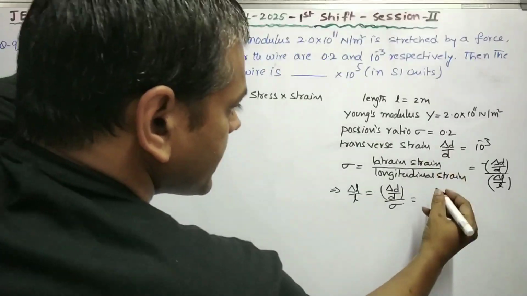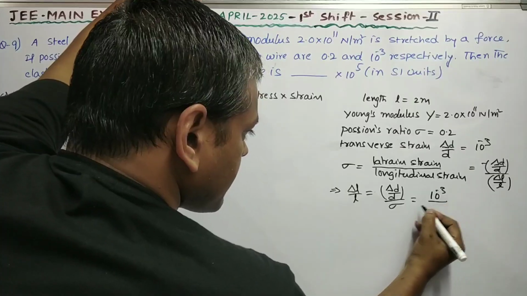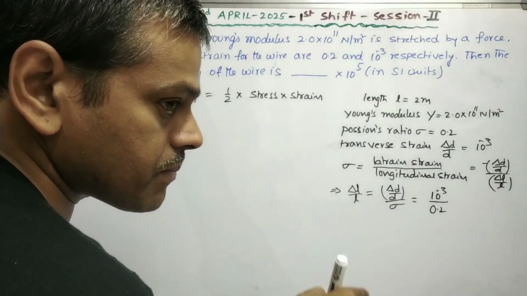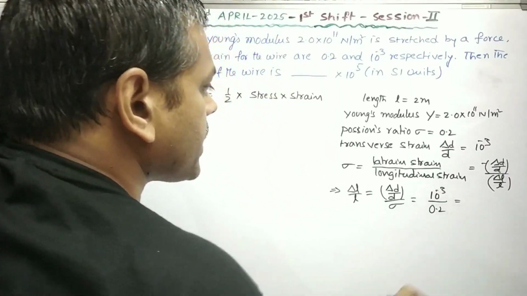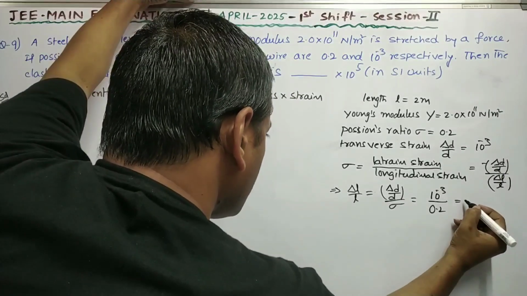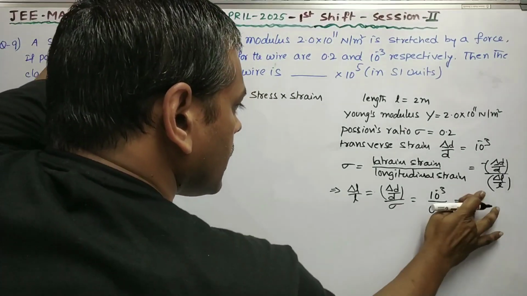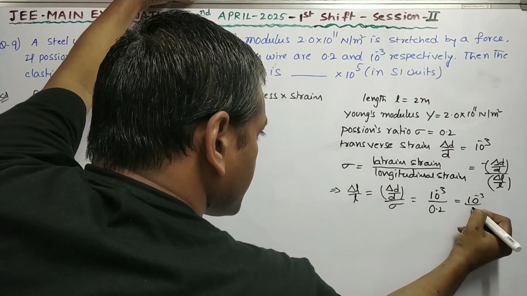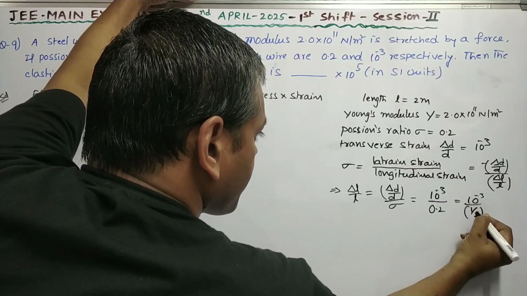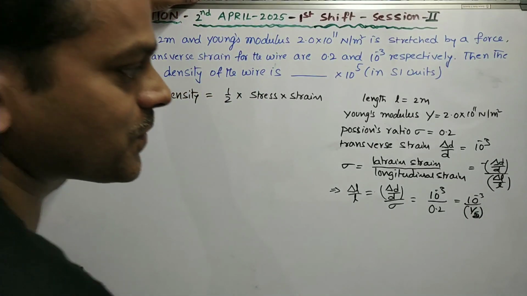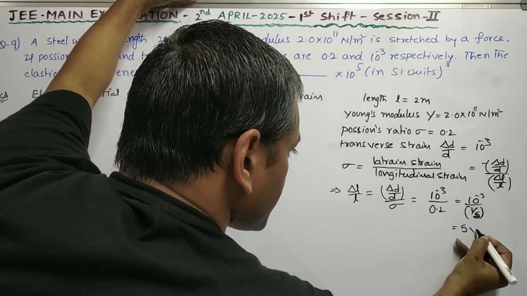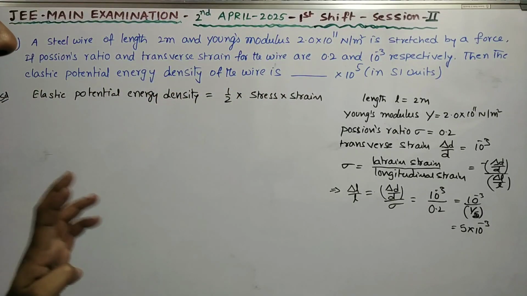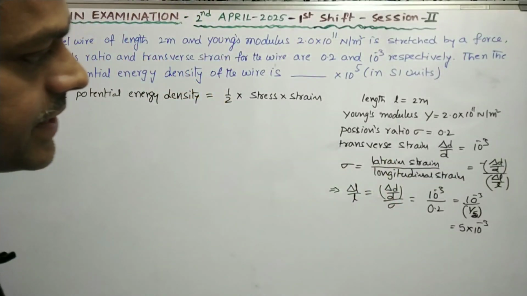So what is delta d by d? 10 power minus 3 divided by sigma. Sigma is 0.2, which means 1 by 5. So it is 10 power minus 3 by 1 by 5, which is 5 into 10 power minus 3. This is the longitudinal strain.